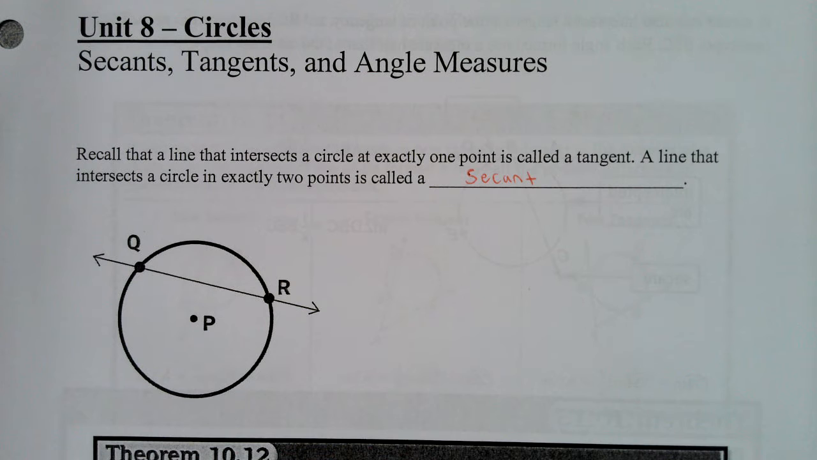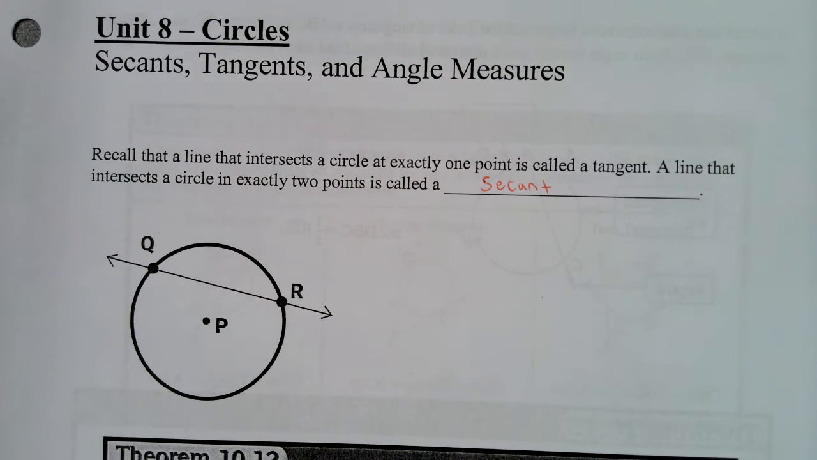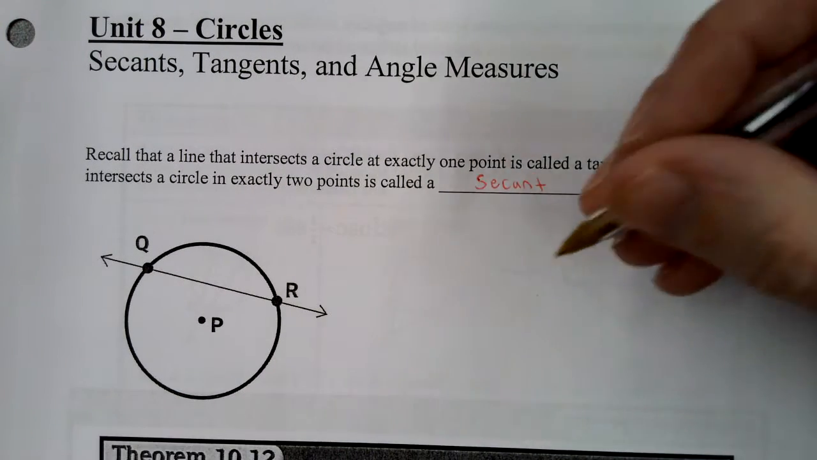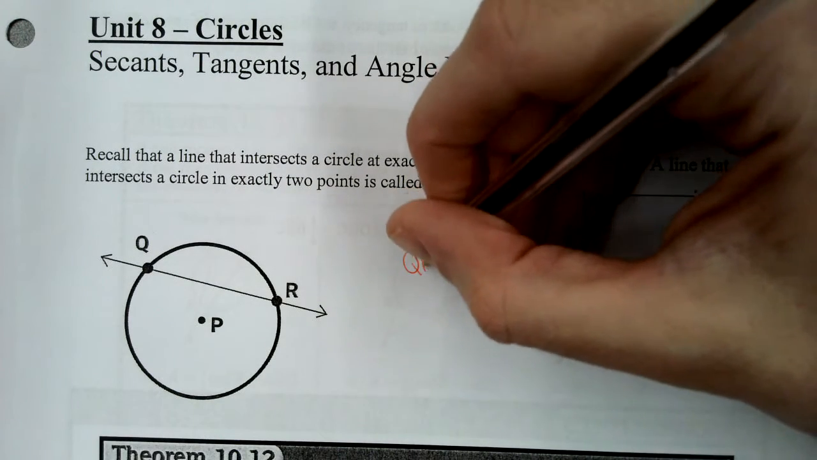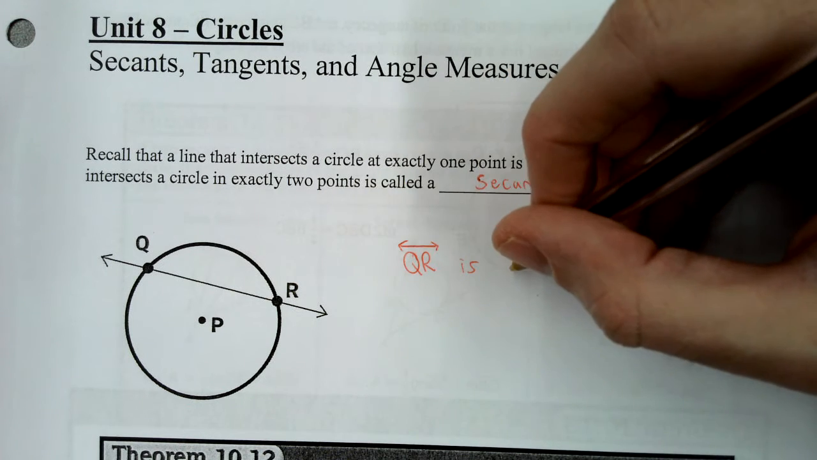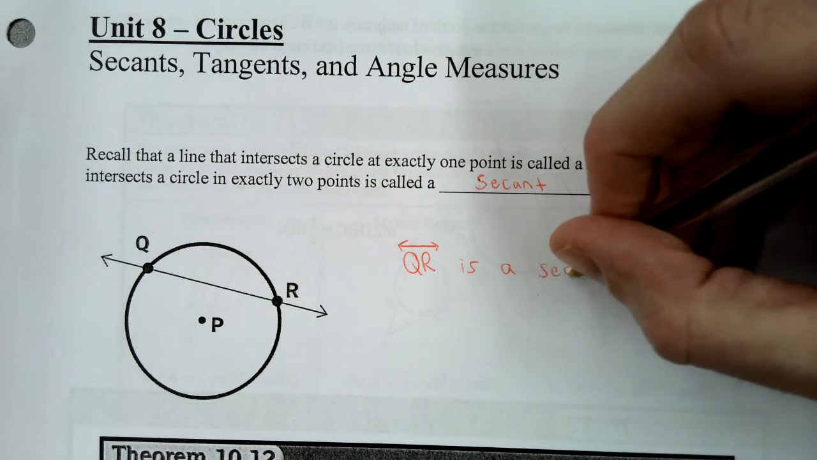So, pretty obvious. Look at QR. QR intersects the circle at 2 points, so QR is a secant. Line QR is a secant.